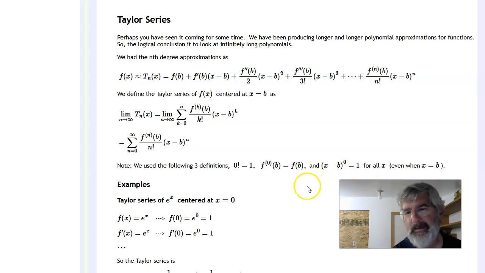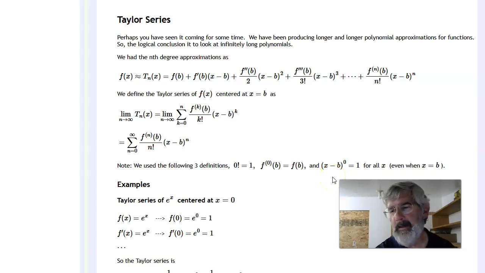But in this case, it makes most sense for us just to assume that x minus b to the 0 power is equal to 1 for all x, including x equals b, right? So the thing is, this Taylor polynomial is supposed to agree with the function at x equals b. So if I plug in x equals b, I should get the Taylor polynomials, and hence the Taylor series, plugging into b should give you the same thing that the function gives you, f of b, right?